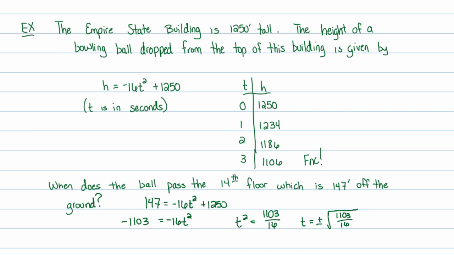But this is a real situation, and the negative part of that is unimportant because we're not talking negative times here. So we're only dealing with the positive part of that. And that's roughly 8.3 seconds. So it takes about 8.3 seconds to pass the 14th floor. By the way, to hit the ground, you'd want the height to be 0.